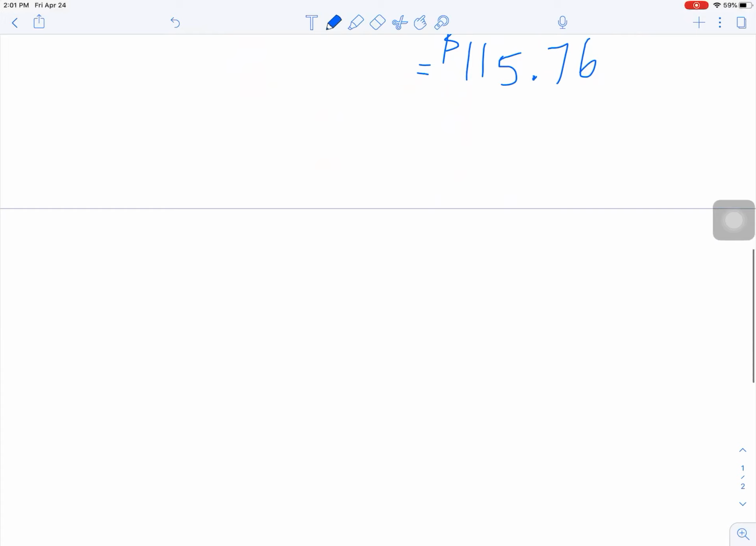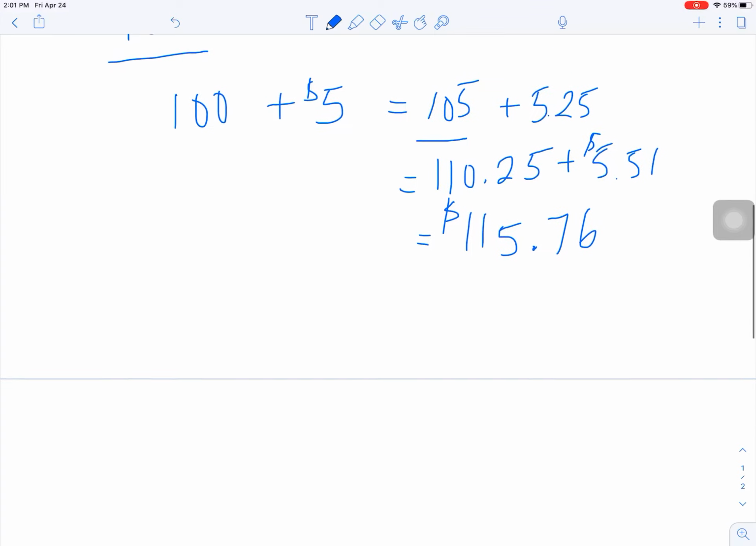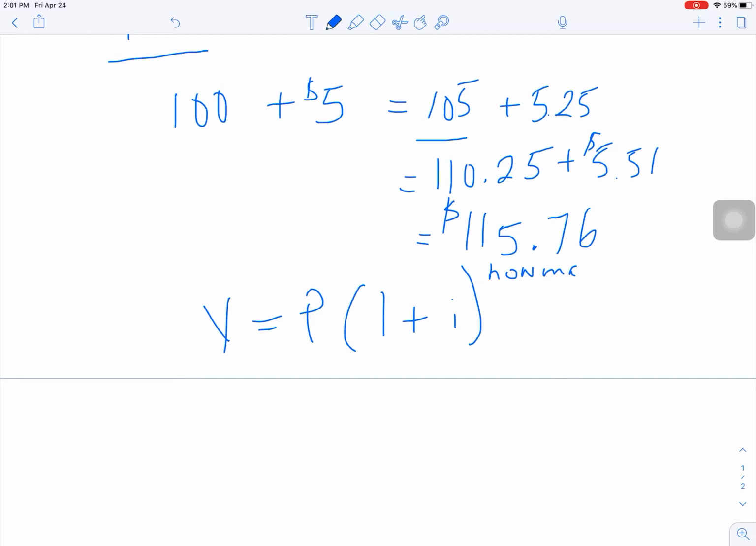Now they're going to talk to you about how we make a formula for this. I'm going to go through this a little bit faster. So they talk about the value. Your value is going to be your principal times 1 plus your interest, whatever that interest rate is, to the power of how many years?